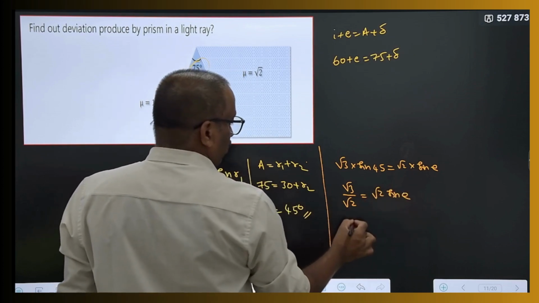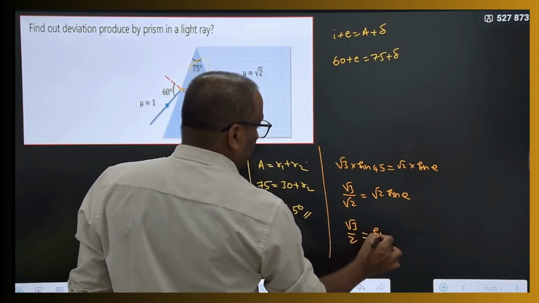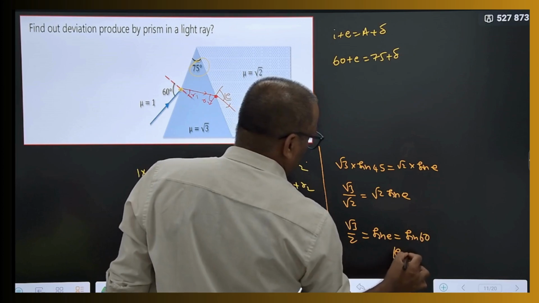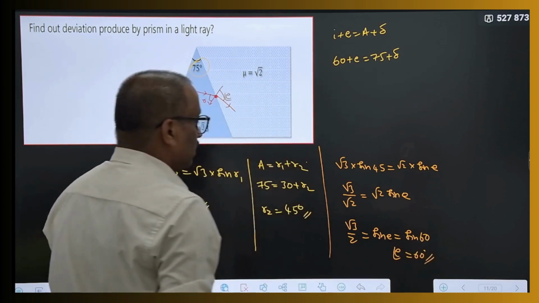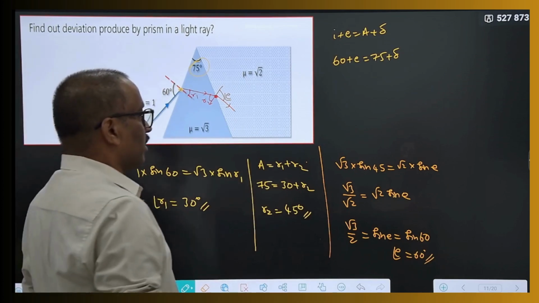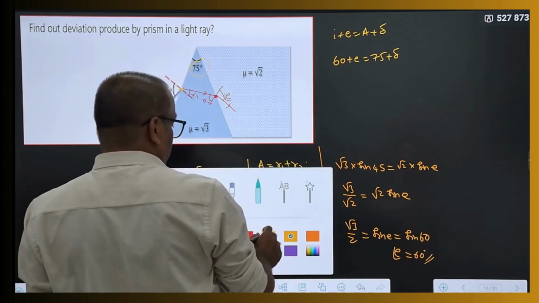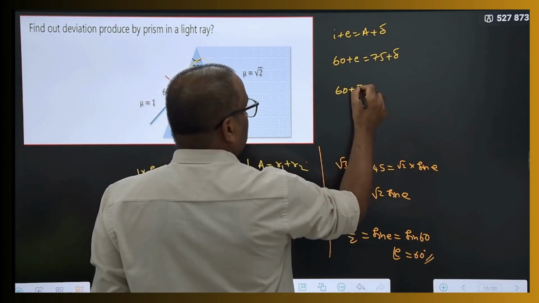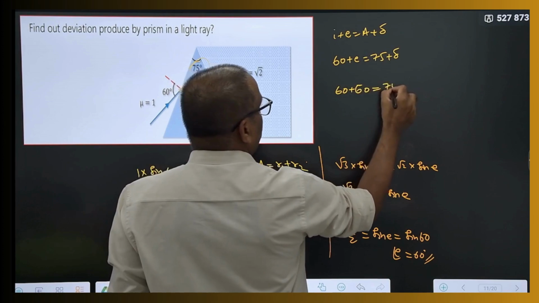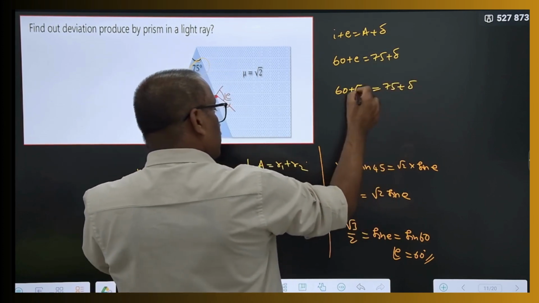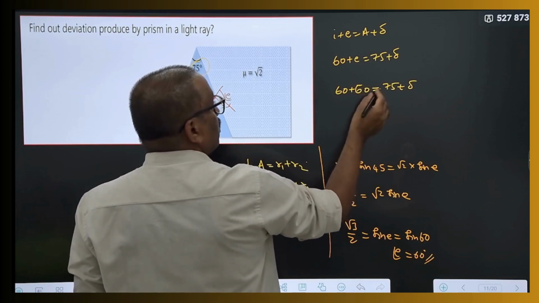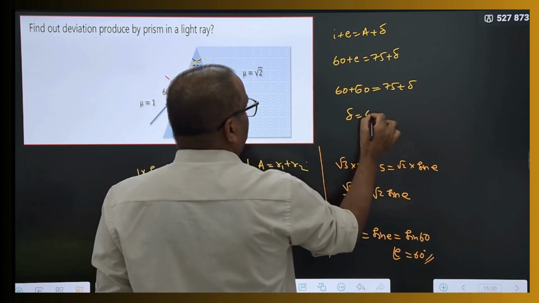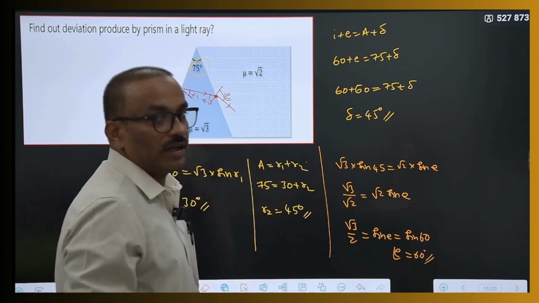So taking it here now, root 3 by 2. So sin E is nothing but sin 60. So E value will be equal to 60 degree. Apply here. So therefore here 60 plus again 60 is equal to 75 plus delta. So if you take it now, 60 plus 60 is 120, minus 75 is 45. So the angle of deviation will be equal to 45 degree.